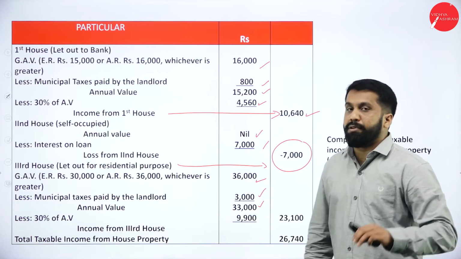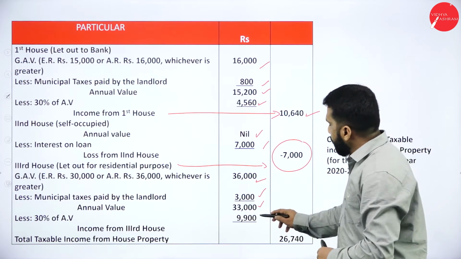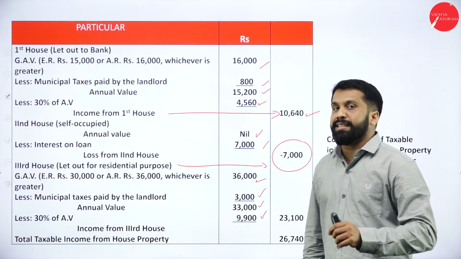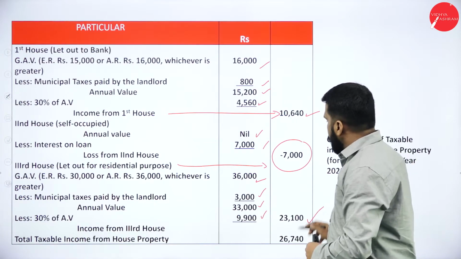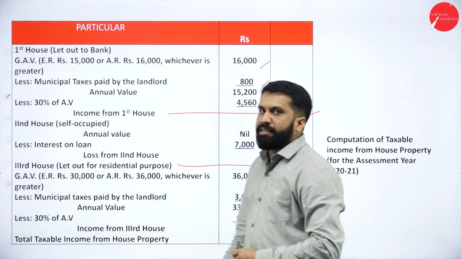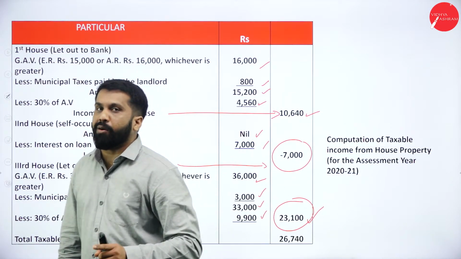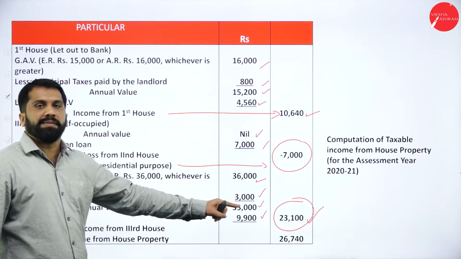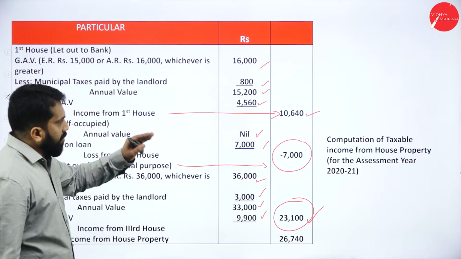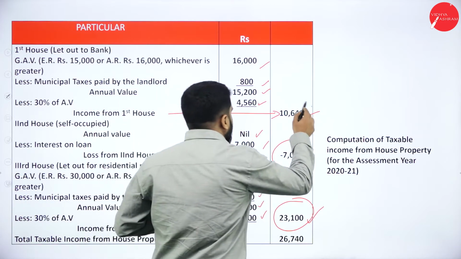From 33,000, if you calculate 30%, how much will it be? 9,900. 33,000 minus 9,900, you will get 23,100. Any doubt? No doubt. How much will you get? 23,100.